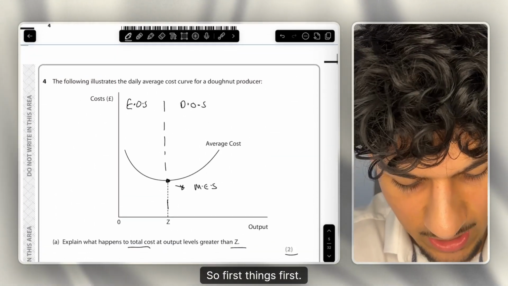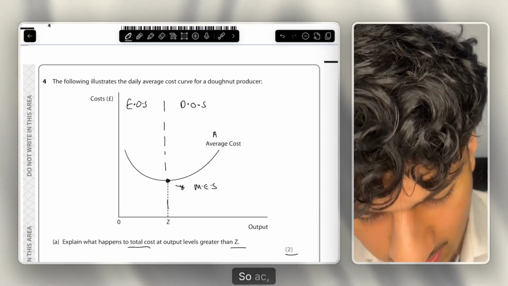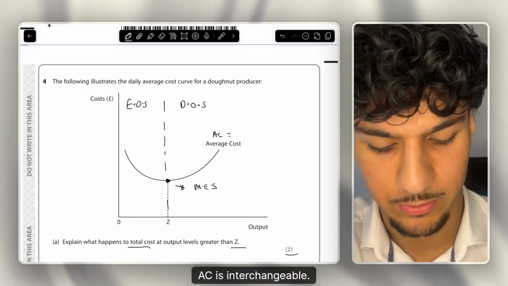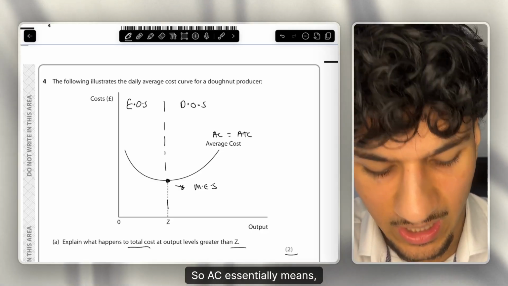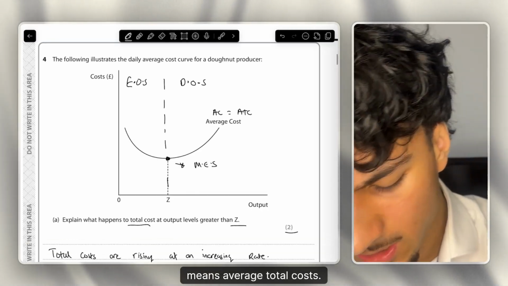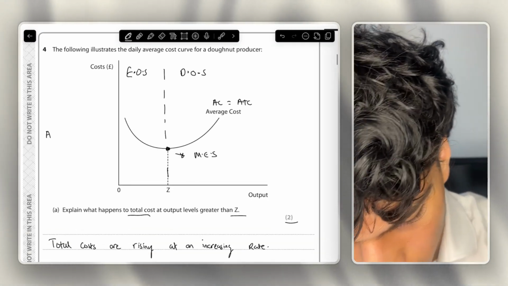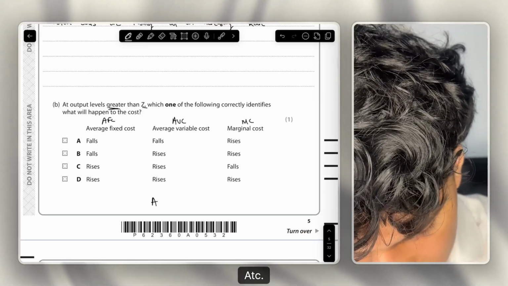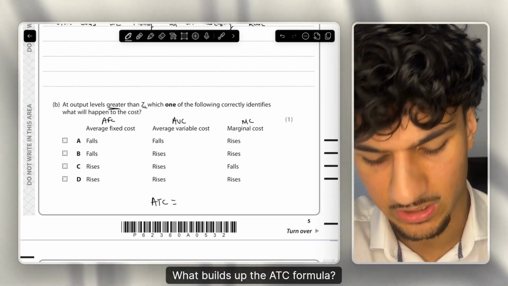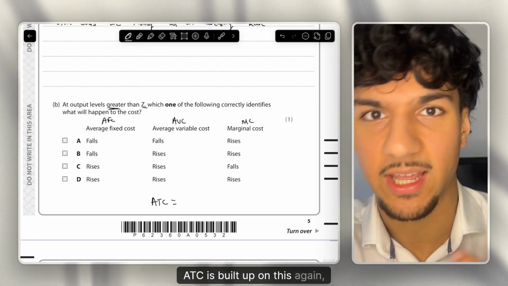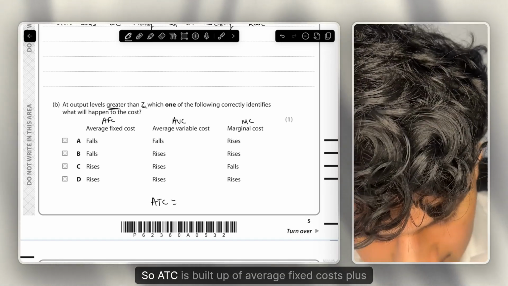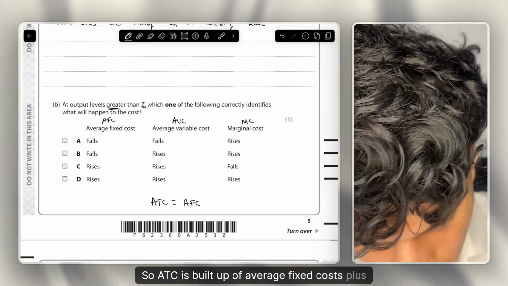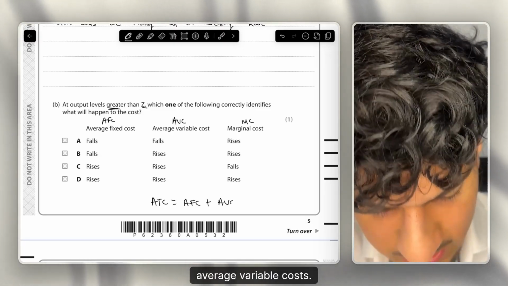So first things first, average cost. It says it there, so AC. AC is interchangeable, it's just a shortened version of ATC. So AC essentially means average total costs. Now ATC, I'll write this down here. What builds up the ATC formula? ATC is built up, and this is again knowing your formulas, knowing your content knowledge essentially, of average fixed costs plus average variable costs.